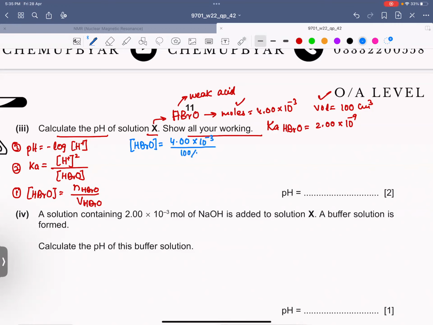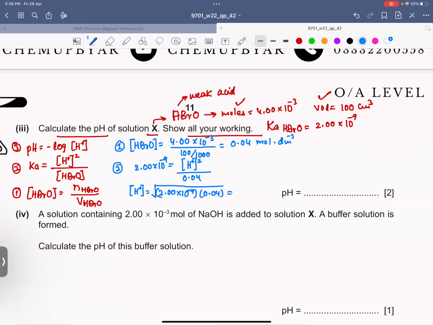So first, I used expression 1. Now I'm going to do expression 2. The Ka value is 2.00 × 10^-9, which equals the square of the concentration of hydrogen divided by the concentration of HBrO that I just found in the previous step. It is 0.04, right? So to find the concentration of hydrogen ions, it would be the square root of 2.00 × 10^-9 times 0.04. Can anybody tell me the answer? 8.9 × 10^-6. Yes.